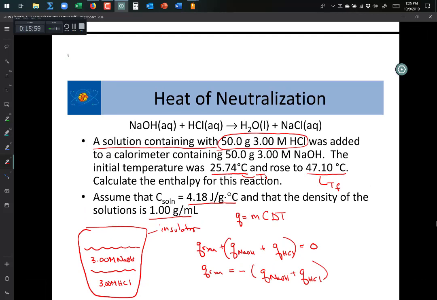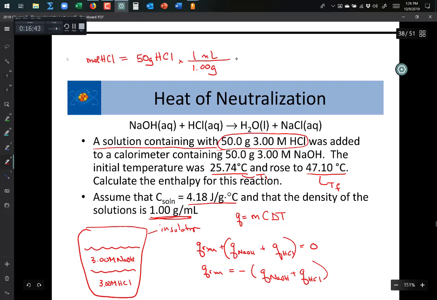Now, in this case, I can use either one. The stoichiometry is 1 to 1, and I gave you the same amount of each. So one of those can be considered the limiting reactant. So I have 50 grams of HCl. This is going to be for the moles of HCl. It's 1.00 grams per milliliter, and it's down here.